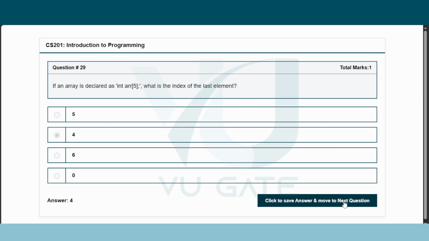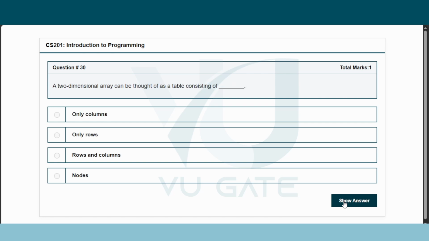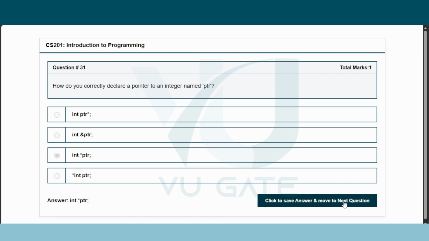Turning now to question 30. A two-dimensional array can be thought of as a table consisting of blank. The correct answer is rows and columns. Moving on to question 31. How do you correctly declare a pointer to an integer named ptr? The correct answer is int, followed by an asterisk and then ptr.